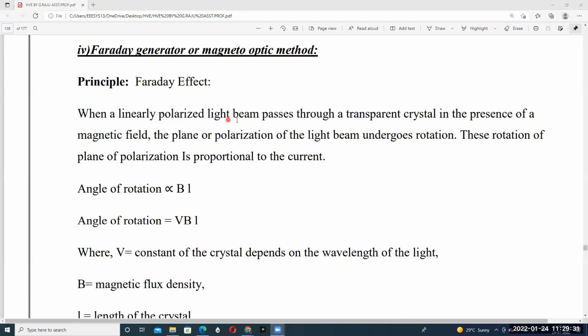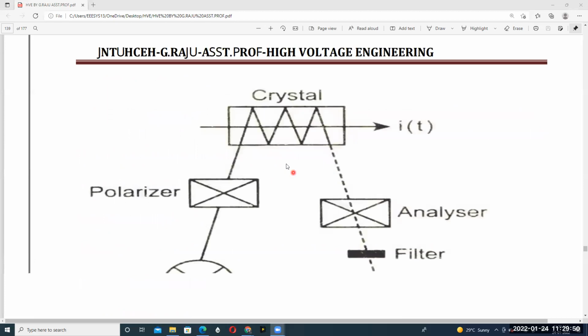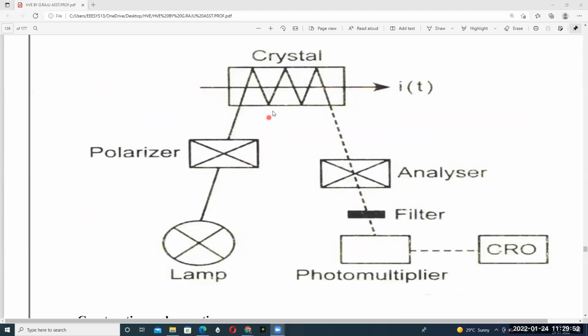When a linearly polarized light beam passes through a transparent crystal in the presence of a magnetic field, the plane of polarization of the light beam undergoes rotation. This rotation of the plane of polarization is proportional to the current. The light beam is passed to the crystal through a polarizer, and the crystal is placed parallel to the magnetic field, and this current-carrying conductor is also placed parallel to the magnetic field.